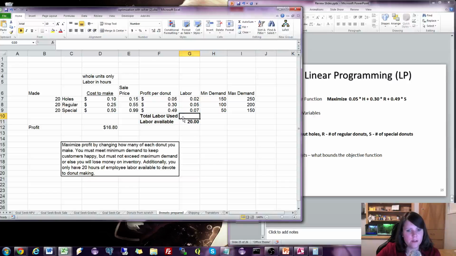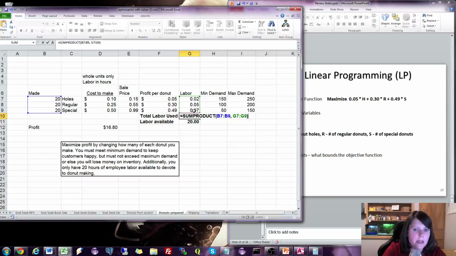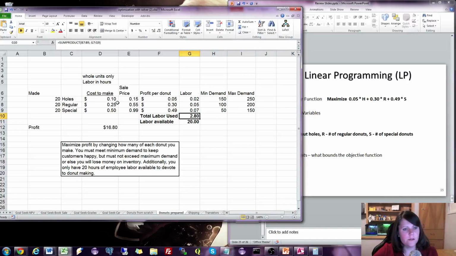All right, but sometimes a constraint will be a function in itself. So in this case, we have the total labor that gets used, which is a function of the number of donuts of each type that's made. So very similar to how we wrote out profit as a function, we can write out labor as a function: the sum product of how many are made and the amount of labor it takes to make each one. Essentially it's taking how many are made and plugging that number in, telling you what the total labor is based off how many are made times the amount of labor it took to make them.